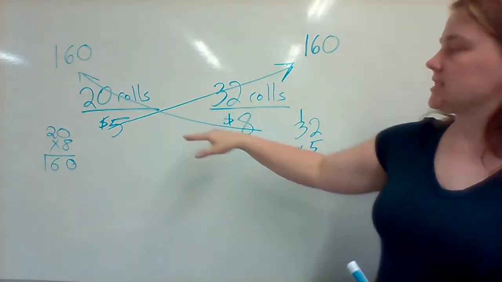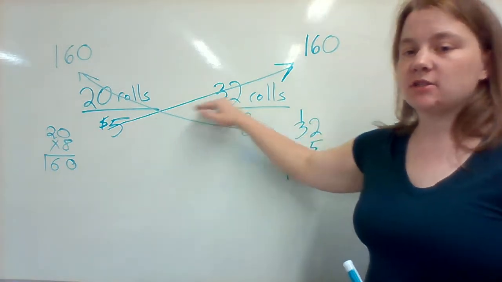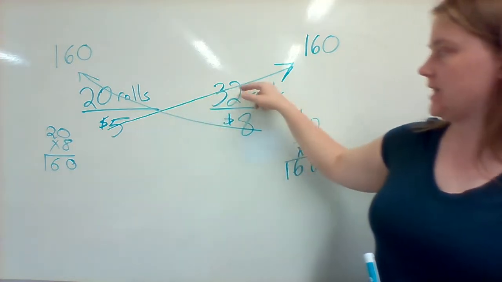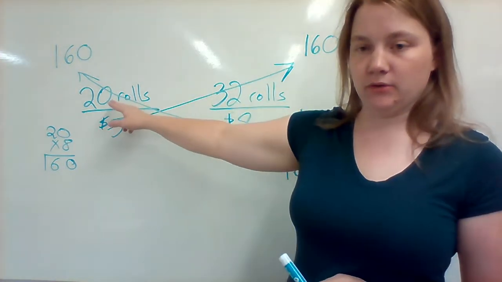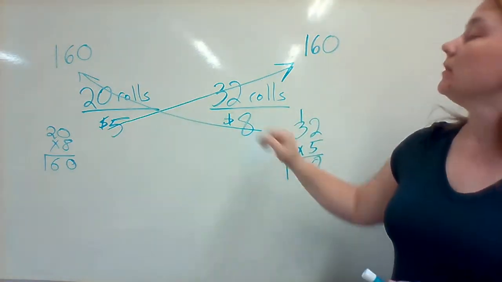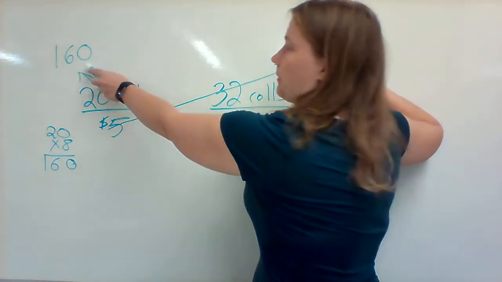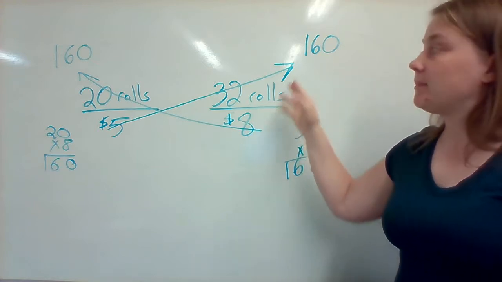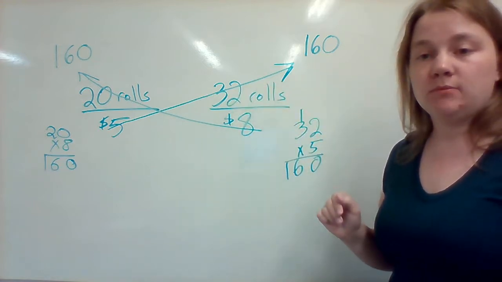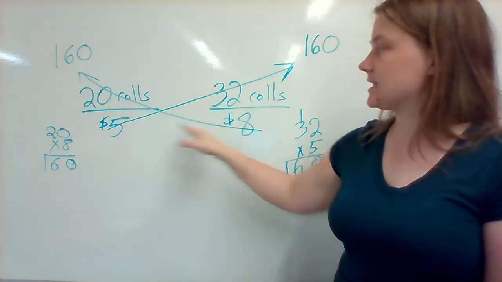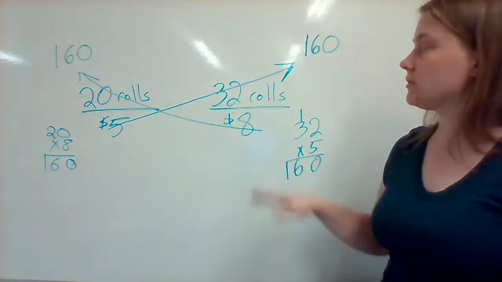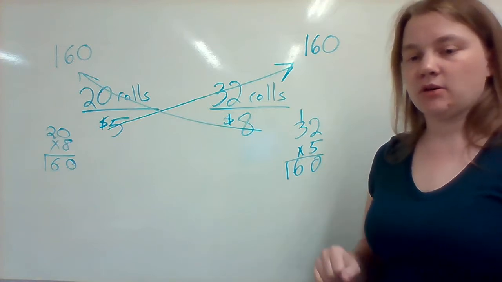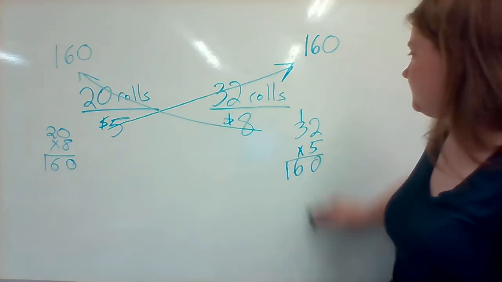And what you're going to notice is that I multiplied the number farthest away from the other number. So you see how I make that X there? 5 to the diagonal of 32, 8 to the diagonal of 20. When I do this, I get the same number up here. And if you get the same number, these are proven to be equivalent. This is the same deal, 20 rolls for $5 or 32 rolls for $8. Let's go ahead and take a look at one more example.